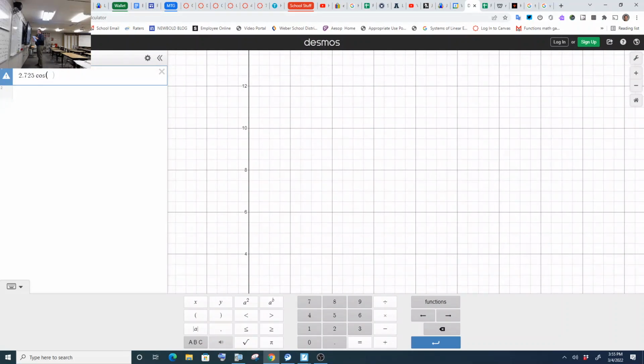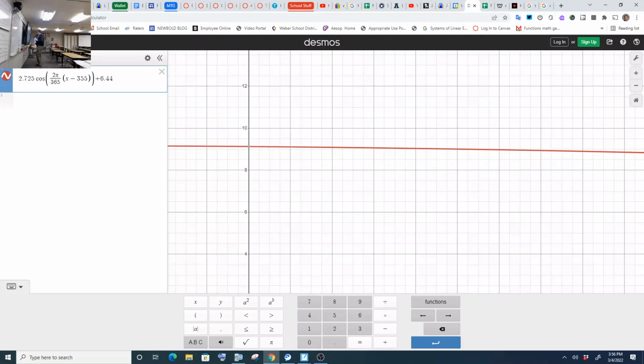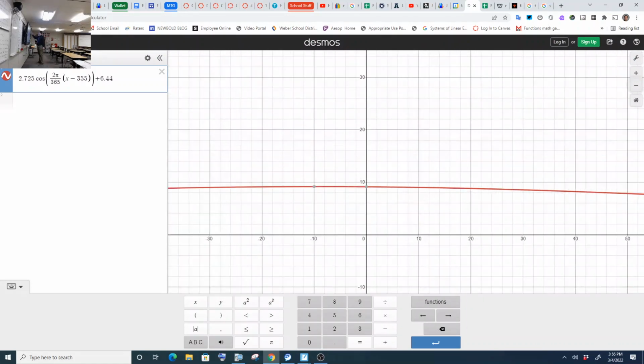The reason we need radians is because we're dealing with 2 pi. So 2 pi over 365, right? And then we'll do a right arrow, and we'll do another parentheses. And then we'll stick our phase shift in there. Our phase shift is going to be x minus December 21st, which is 355. Then we'll close the parenthesis, and then plus our 6.44, which is our midline shift. Nice. Okay, so this is a crazy window going on right now because we're really going to have to zoom out, because we're going for a full 365 days of the year, right?